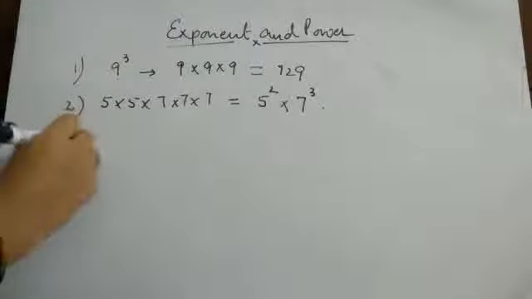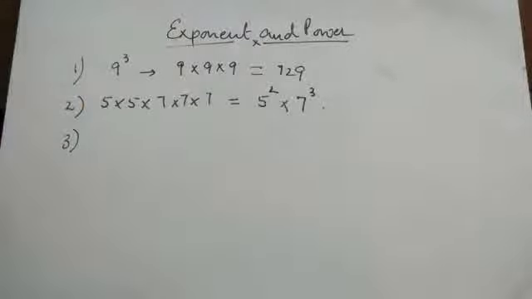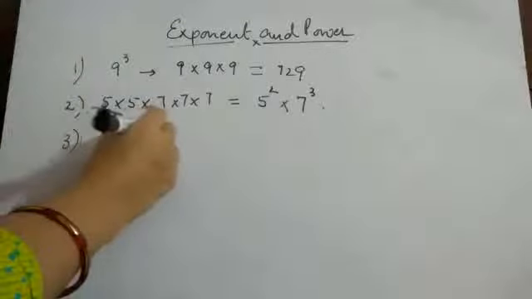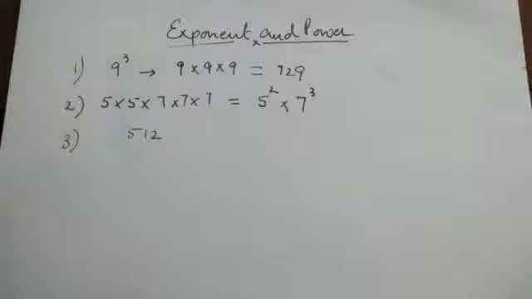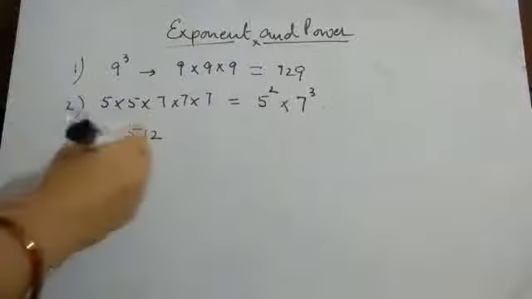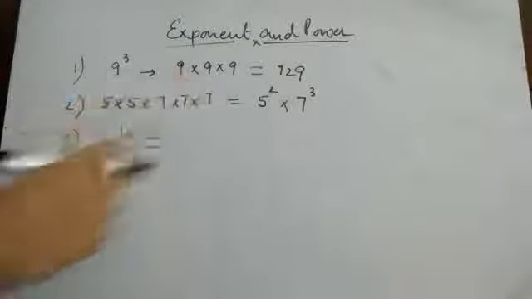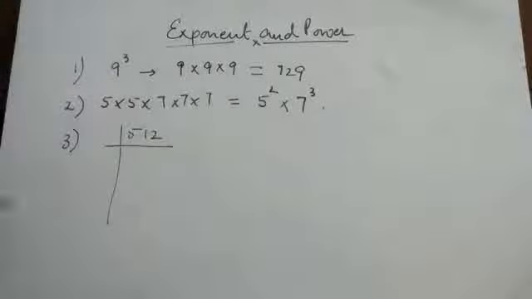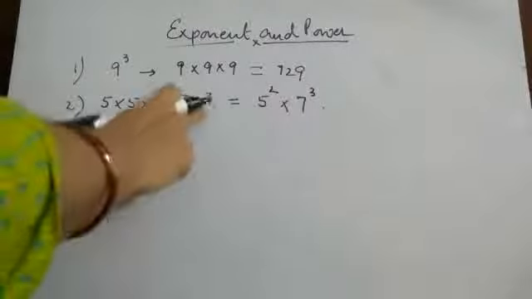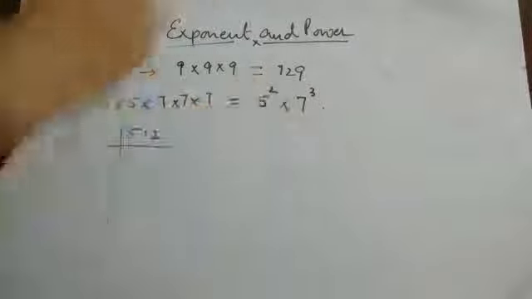Now see the third example. You have to write 512 in exponential form. When you have to write in exponential form, we prime factorize, then only we can get these prime factors and we can write in exponential form. First we need to convert 512 in this form and then we can write in this form.